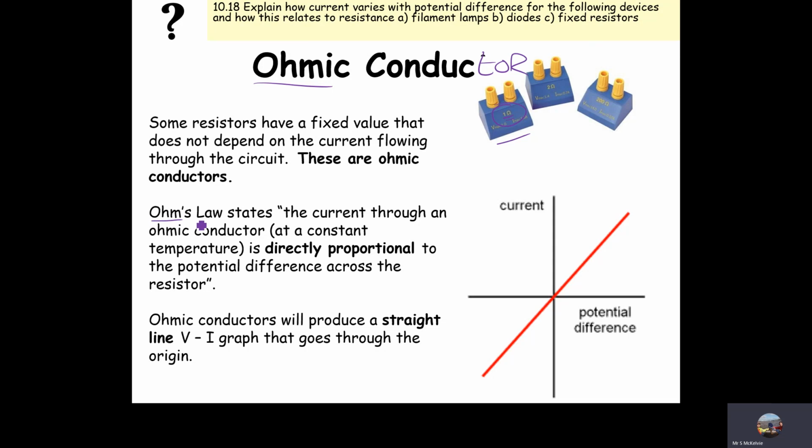Remember that we had Ohm's law in the last lesson. The current through an ohmic conductor at a constant temperature is directly proportional to the potential difference across the resistor. If you look at a graph, we call this a VI graph, because remember the symbol for current is I and the symbol for potential difference is V. When we look at a fixed resistor, it is directly proportional. It is a straight line.